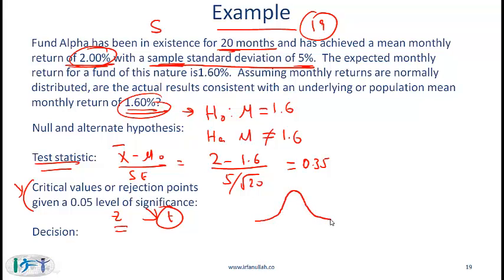Say this is your T distribution. We have degrees of freedom equal to 19, so that defines the specific T distribution. Level of significance is 0.05, and this is a two-tailed test, which means that we have 0.025 in each tail. The critical values or the rejection points from the T table will be plus 2.1 and minus 2.1. Make sure you look this up in a T table. Our test statistic 0.35 is falling in between. So the test statistic is in the region where we do not reject the null hypothesis. So the decision is that we do not reject the null hypothesis.